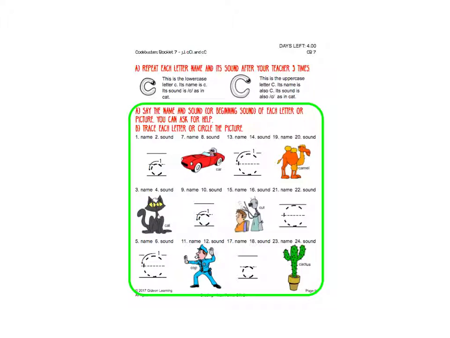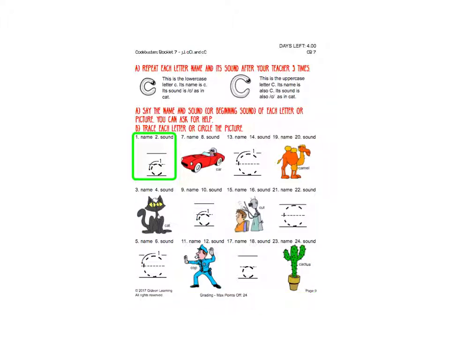Say the name and sound or beginning sound of each letter or picture. You can ask for help if you're not sure what the picture is. Trace each letter or circle the picture. Let's start with this first one. This is the letter C. Its sound is k. And now we can write our lowercase letter c. This is a cat. Its beginning sound is k. And now we can circle it.